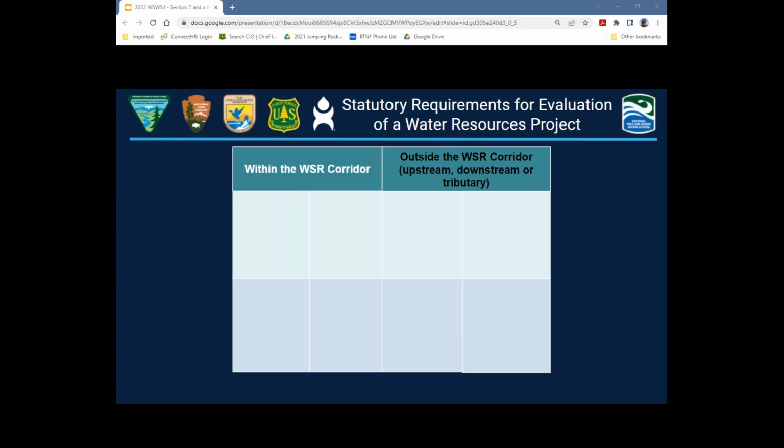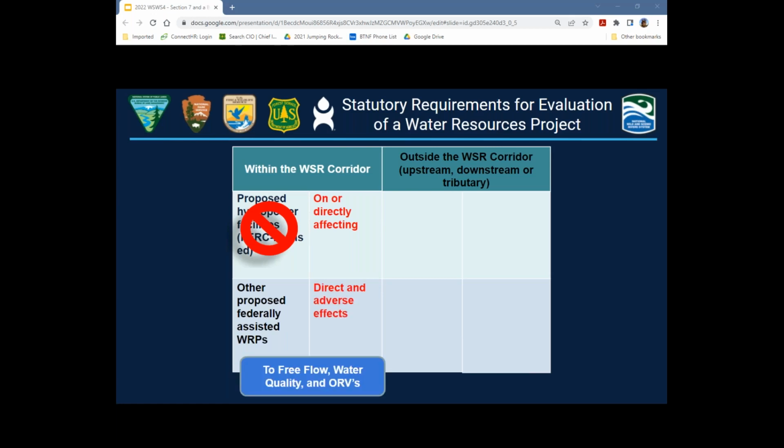To put that in kind of a table format, on the left is within a Wild and Scenic River corridor, on the right is outside the Wild and Scenic River corridor, meaning upstream, downstream, or on a tributary. For a proposed hydropower project, a dam within a Wild and Scenic River, the standard would be on or directly affecting. Obviously, a dam in the middle of a designated river would be a no-go. That's what the Wild and Scenic Rivers Act is written about, not having dams in the middle of Wild and Scenic Rivers. For other proposed water resources projects, the standard is still direct and adverse.